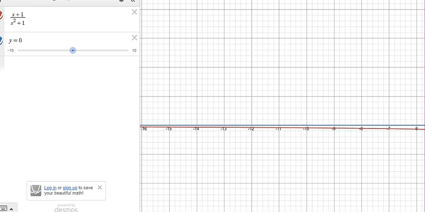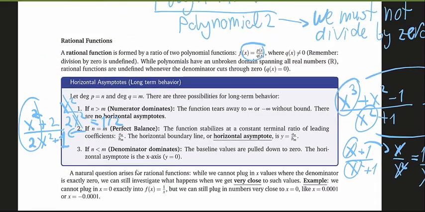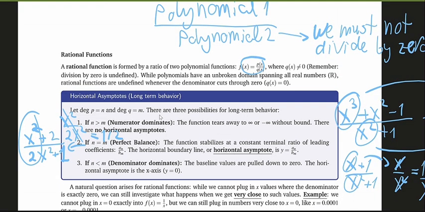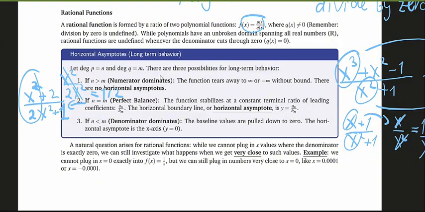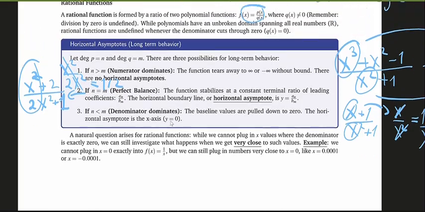That's a specific case. Again, 3 rules. Please be familiar with them for what happens to a fraction of powers of x's. Basically, that's the rational function. Either the numerator dominates, it's a higher power, or there's a perfect balance, they're equal, or the denominator dominates. So three distinct cases, please be familiar with them.